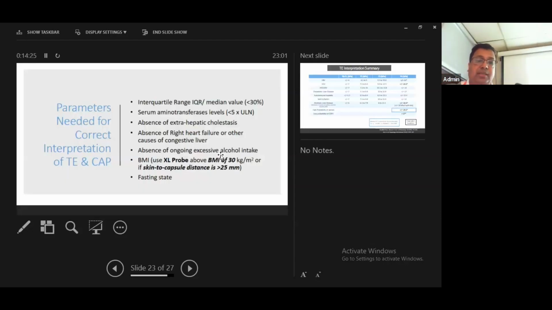Some of the limitations of FibroScan: if serum aminotransferase levels are normal, the value may be different. So for an accurate measurement of FibroScan, the IQR upon median value should be less than 30%. Serum aminotransferase level should be less than 5 times the upper limit of normal. There should be absence of extrahepatic cholestasis, absence of congestive liver failure like right heart failure, and absence of ongoing alcohol intake. A patient should be in the fasting state.